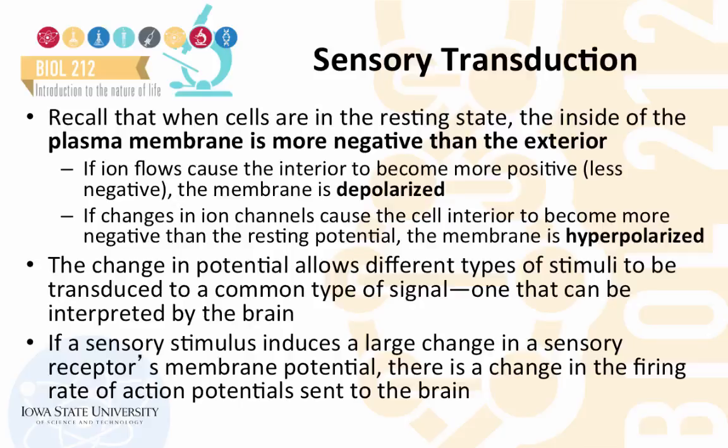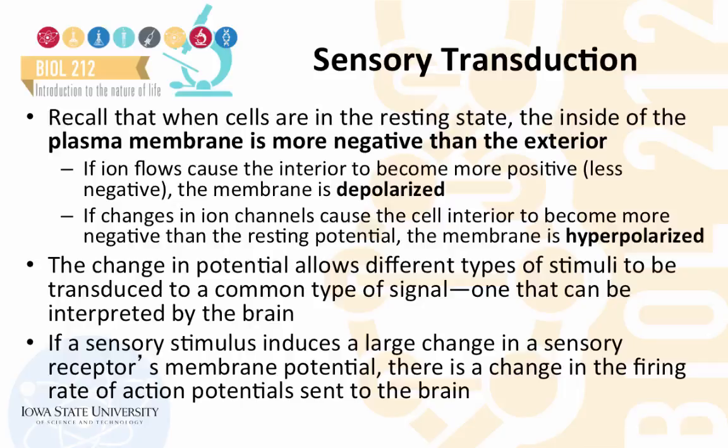When cells are in the resting state, the inside of the plasma membrane is more negative than the exterior. If an influx of ions causes the membrane potential to become more positive, then the membrane becomes depolarized. If the reverse happens and the membrane potential becomes more negative than the resting potential, the membrane is said to be hyperpolarized. The change in potential allows different types of stimuli to be transduced to a common type of signal that can be interpreted by the brain. So the signals are converted into a language that the brain can understand and process.